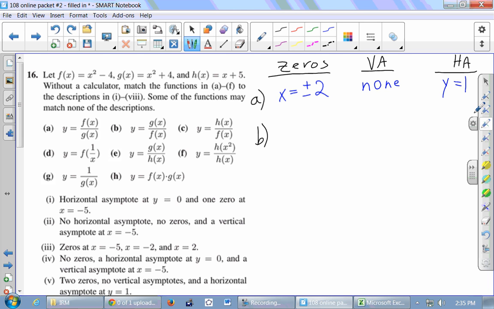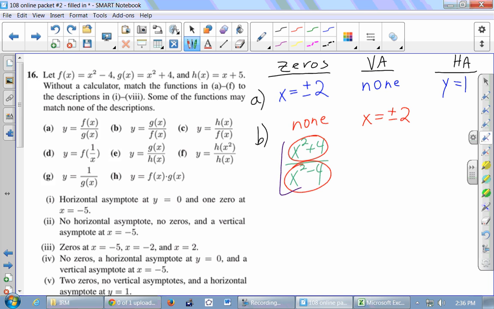Okay, moving on to part B, g over f, x squared plus 4 over x squared minus 4. Zeros, when is the top equal to 0? Never. So there are no zeros. Vertical asymptotes, when is the bottom equal to 0? That happens at x equals 2 and x equals negative 2. Notice it's not just numbers, but it's equations of lines. And then the horizontal asymptote, same as before, look at the quotient of coefficients because the degrees are the same. It's still 1 divided by 1, so the horizontal asymptote is also y equals 1.